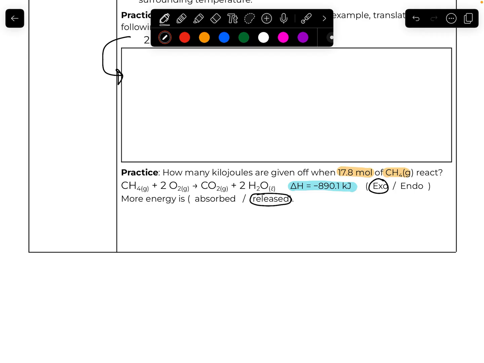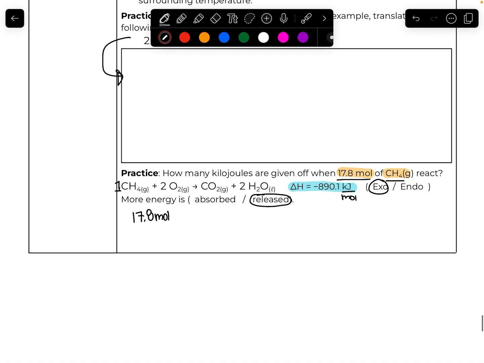Okay, so if we want to think about the exact amount of energy that gets released here, first thing we have to know is that we're working with 17.8 moles of methane. If we look at our chemical equation, how many moles of methane react per this reaction? 1, because our coefficient is 1. So I don't have 1 mole of methane, but what I can use is my enthalpy change, because what we have to remember is that this is kilojoules per mole as our units. So I can use that as a conversion factor.